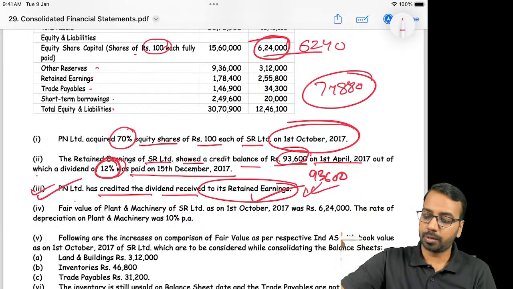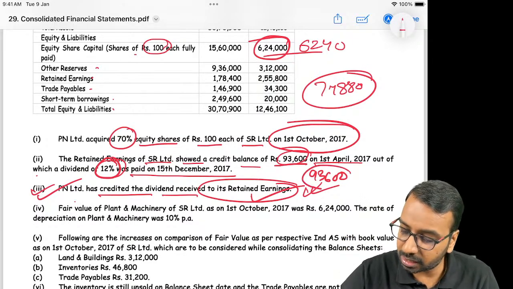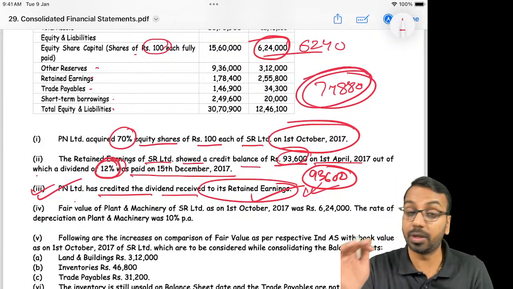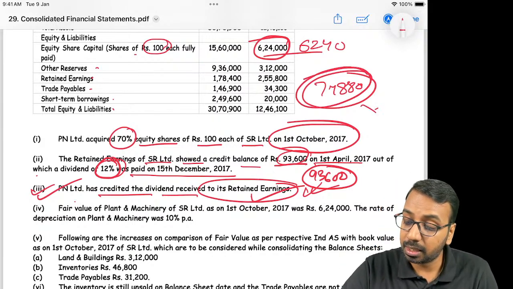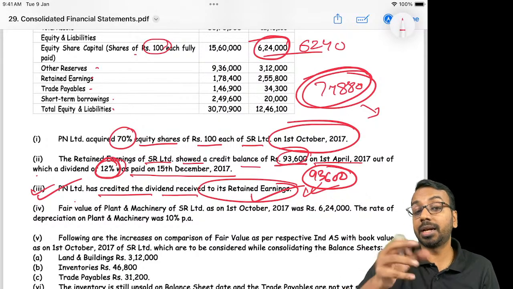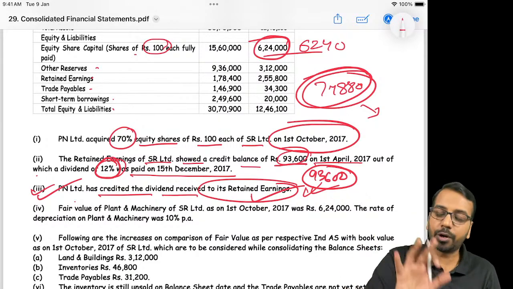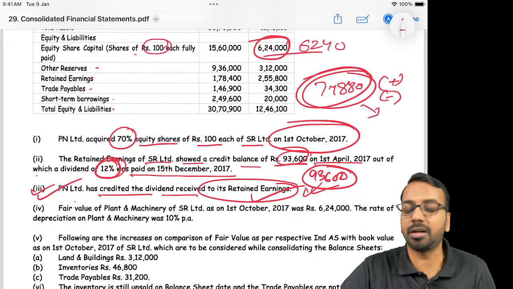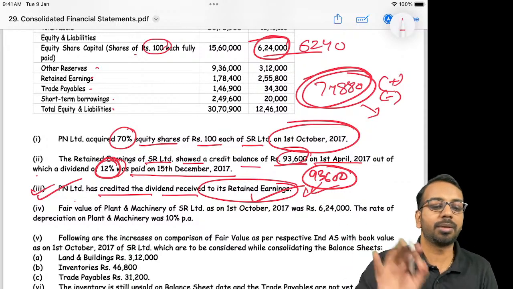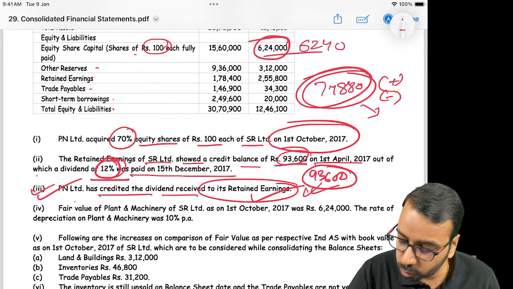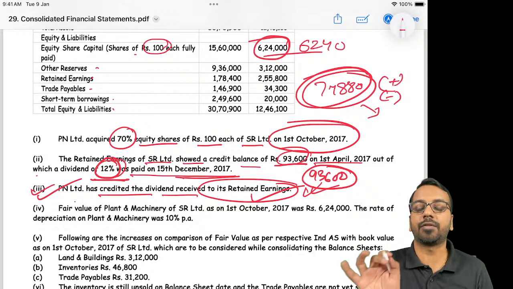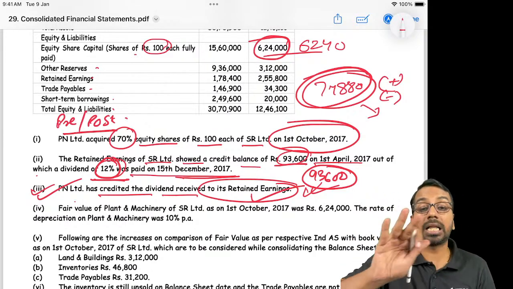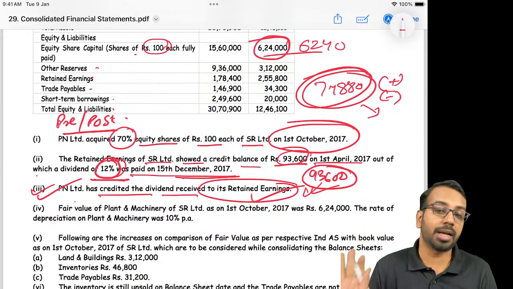Now, some of you have a doubt. Sir, out of the total dividend paid, 74,880, there is a part which is intercompany. Should we not adjust that? See, even if you adjust that, you will reduce it from the retained earnings of the parent and add it to the retained earnings of the subsidiary, so the total impact will be the same. This dividend declaration is relevant for us only to calculate pre-acquisition and post-acquisition profit. Other than that, no need to break your head on any other adjustment.